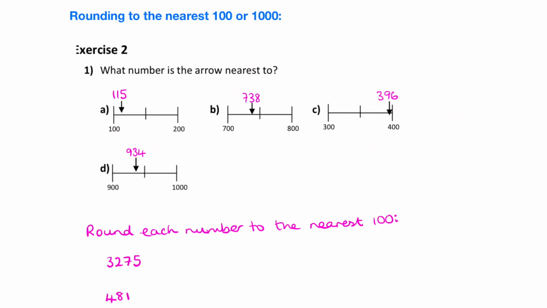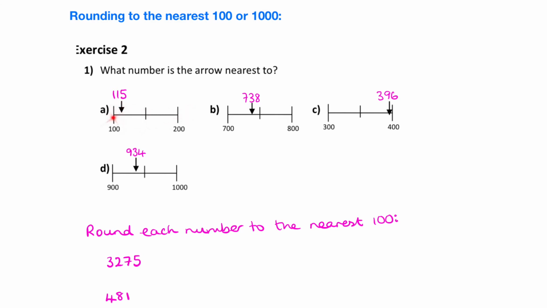Right, that was rounding to the nearest 10. Now we're going on to rounding to the nearest 100 or 1,000. Once you've got the hang of rounding, it's the same process applied in different situations. Okay, so we're again going to look at what number the arrow's closest to, and then we're going to look at how we round.